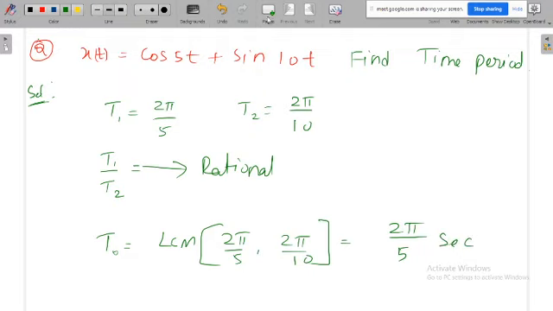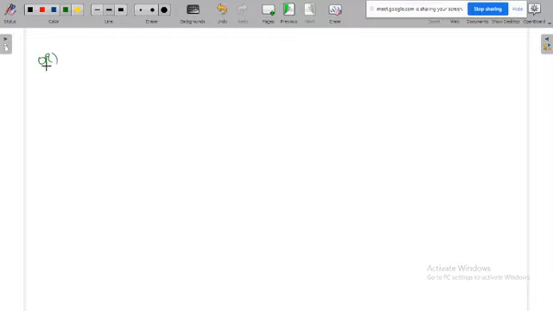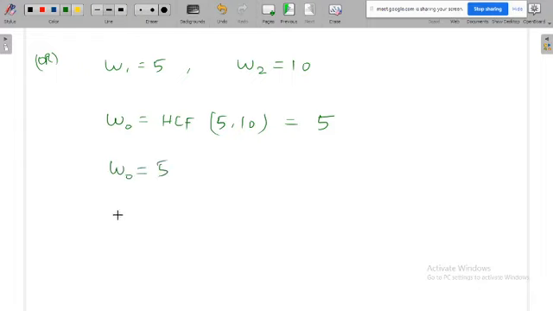Or otherwise you can apply the omega domain. What is omega 1? Omega 1 is 5. What is omega 2? That is 10. Omega naught is equal to HCF of omega 1 and omega 2, that is HCF of 5 comma 10. The HCF is 5, that means omega naught is equal to 5. If omega naught is 5 and T naught is equal to 2 pi by omega naught, so 2 pi by 5 seconds is the answer. Okay, then next question.